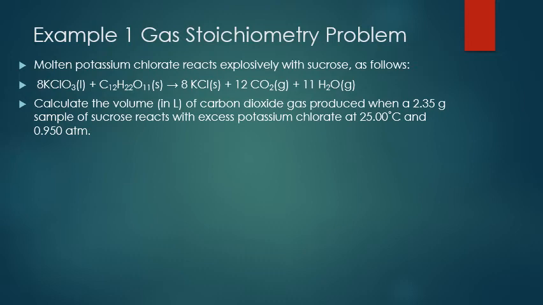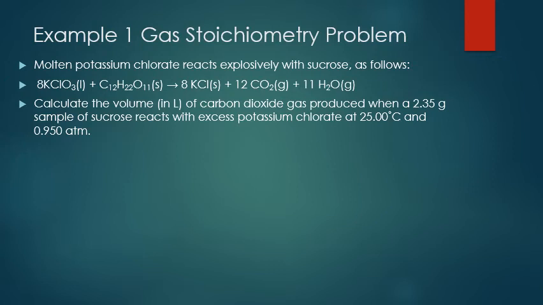So we have molten potassium chlorate reacts explosively with sucrose by the reaction 8 KClO3 plus C12H22O11 forms 8 KCl plus 12 CO2 plus 11 H2O. Calculate the volume in liters of carbon dioxide gas produced when a 2.35 gram sample of sucrose reacts with excess potassium chlorate at 25 degrees Celsius and 0.950 atmospheres.